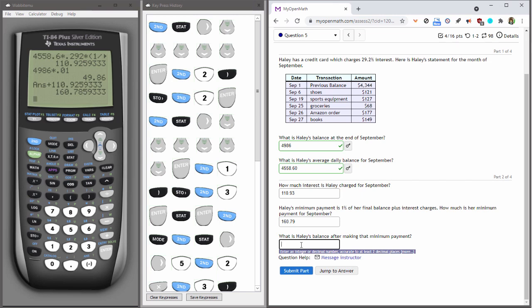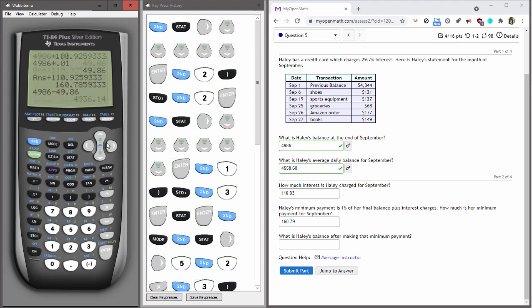What is her balance after making the minimum payment? Well, her minimum payment, $110.93, the interest part, just went toward paying off the interest. The 1% of the final balance part, that went toward actually paying off the balance. So after she makes that payment, she has her final balance, $49.86, minus that 1% that she paid. After making her minimum payment, her final balance is $49.36.